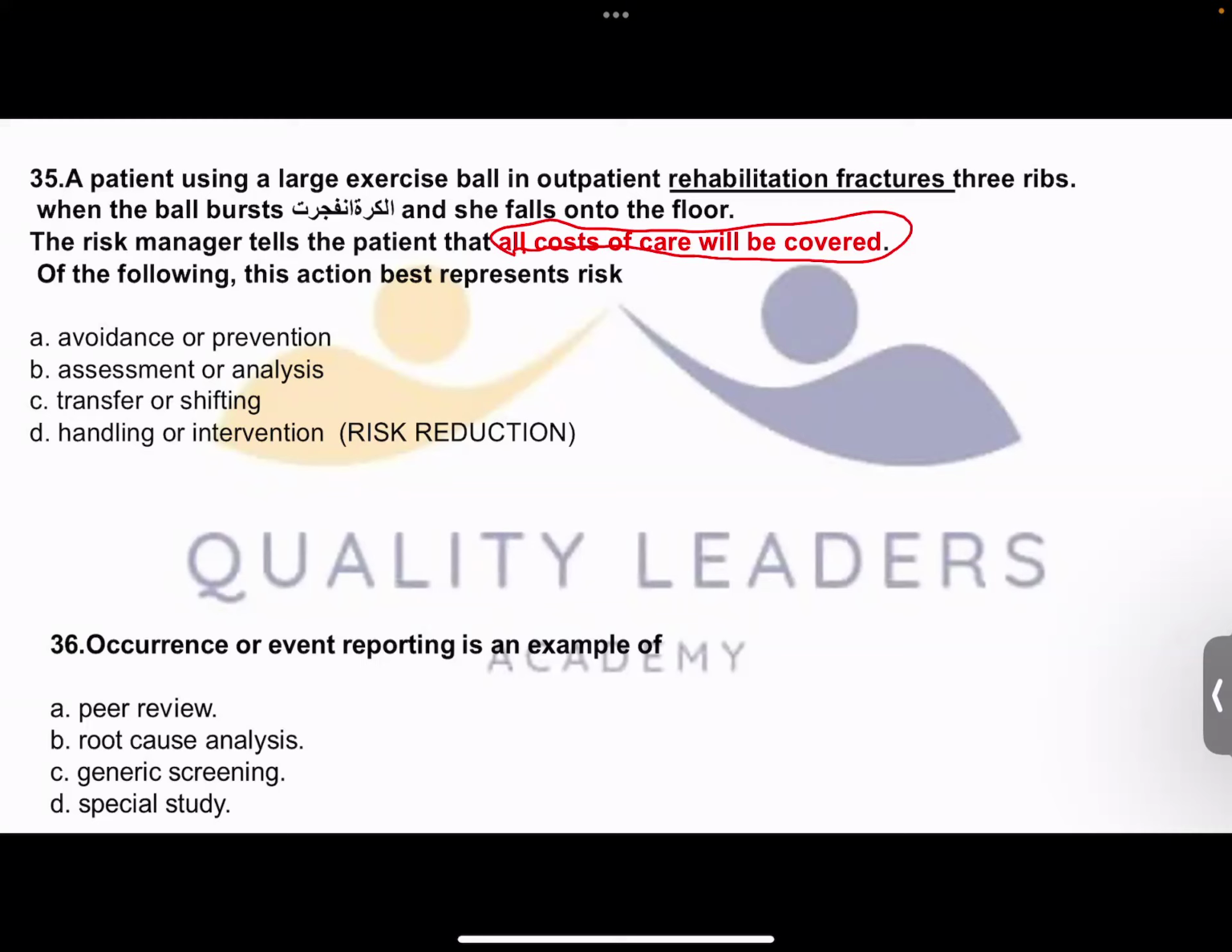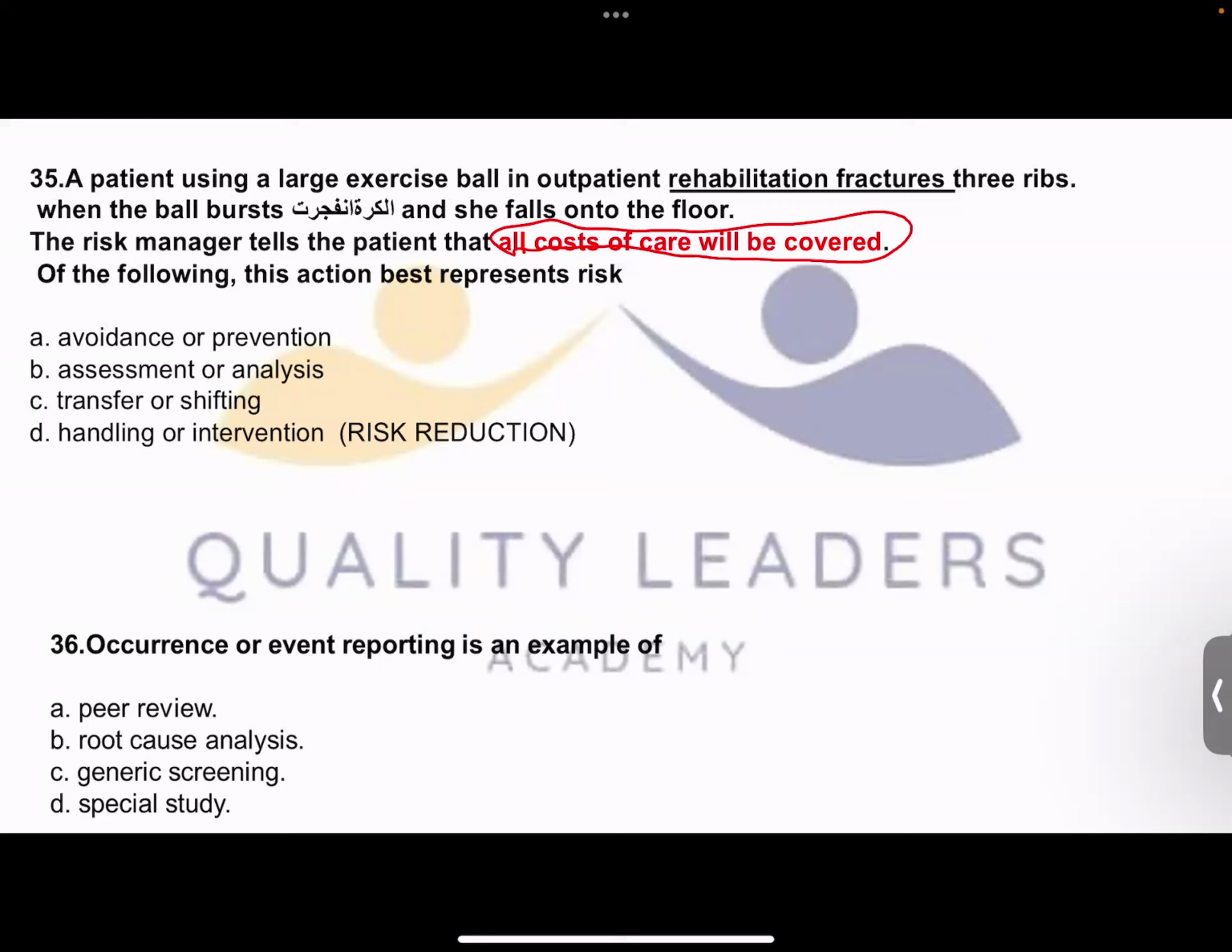In this situation, the risk manager's action of covering all costs of care represents handling or intervention, which is a form of risk reduction. By addressing the patient's needs immediately and ensuring financial coverage, the organization is taking steps to mitigate potential fallout such as legal claims, patient dissatisfaction, or reputational harm.